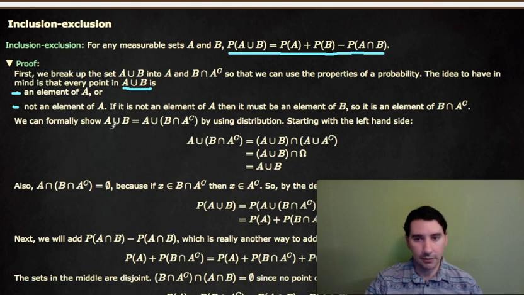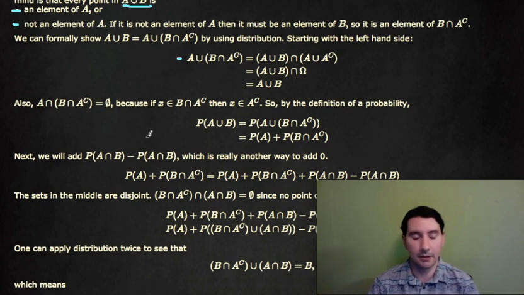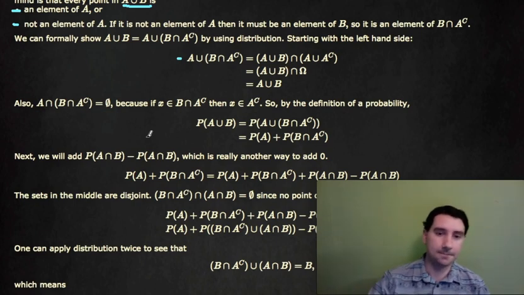You can formally show this using the distributive property in sets. So A union B intersect A complement is equal to A union B intersect A union A complement, which is A union B intersect omega, and anything intersect the entire set is just itself, in this case A union B. Also, A intersect B intersect A complement is empty, and that's because A intersect A complement is empty. And then anything intersected with the empty set is also empty.